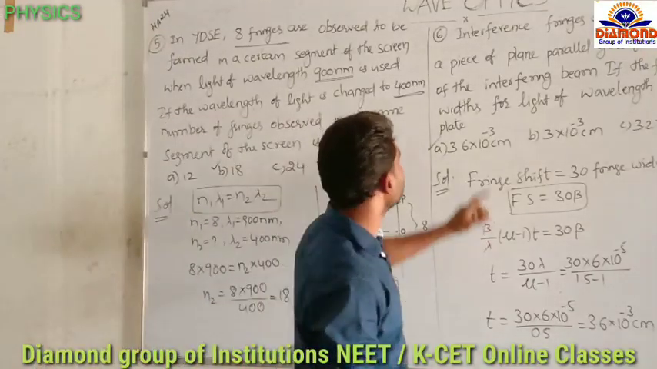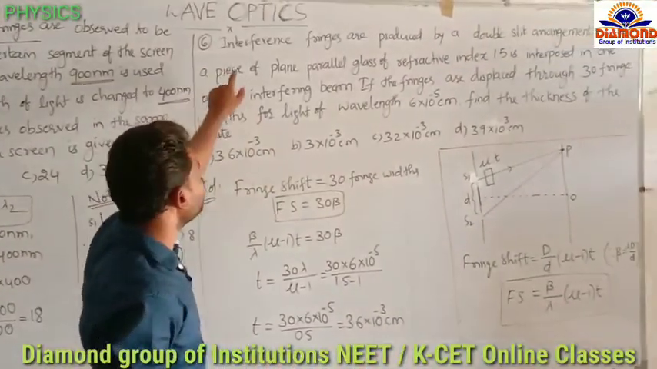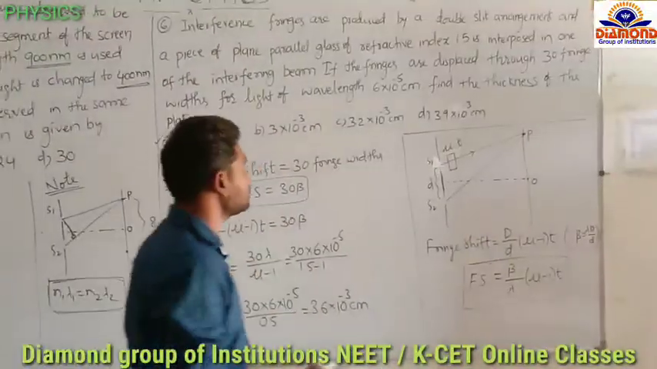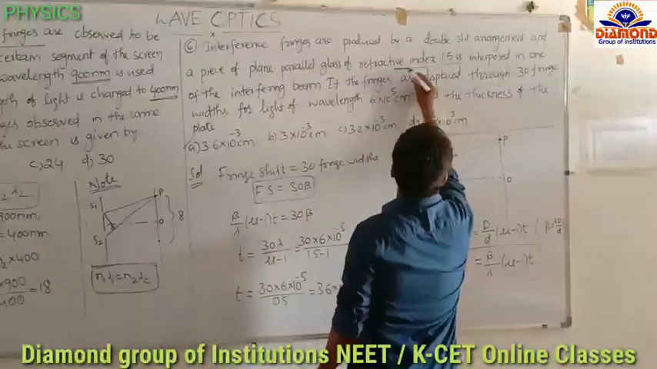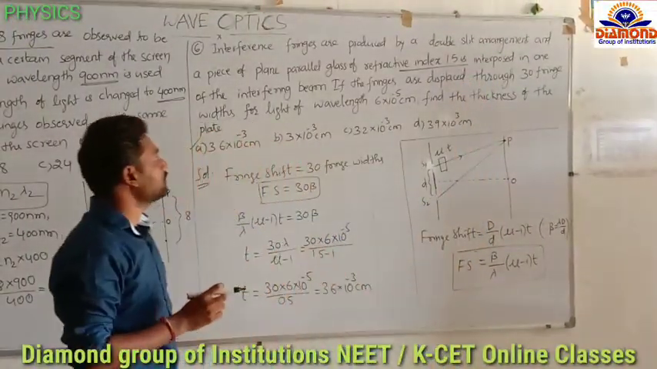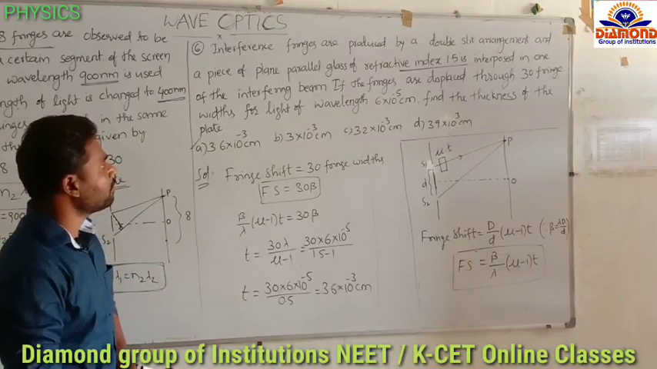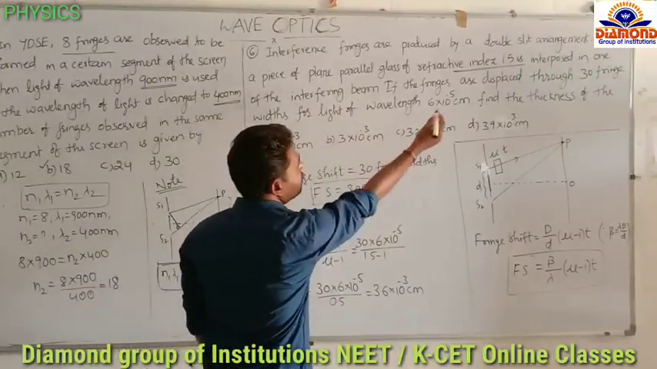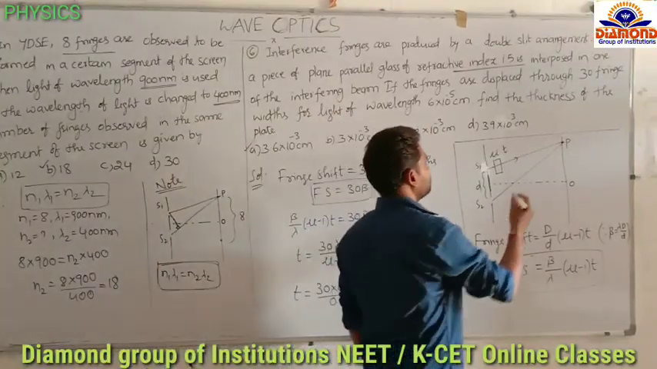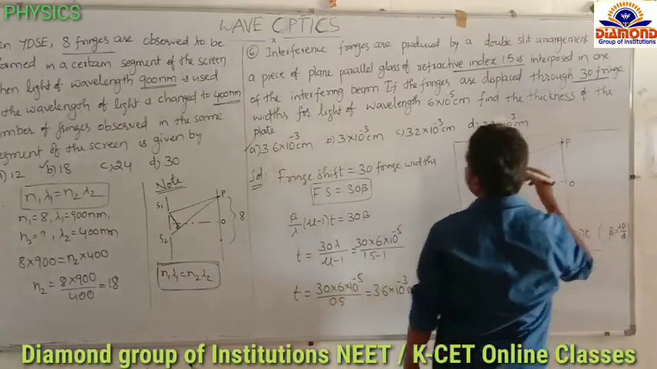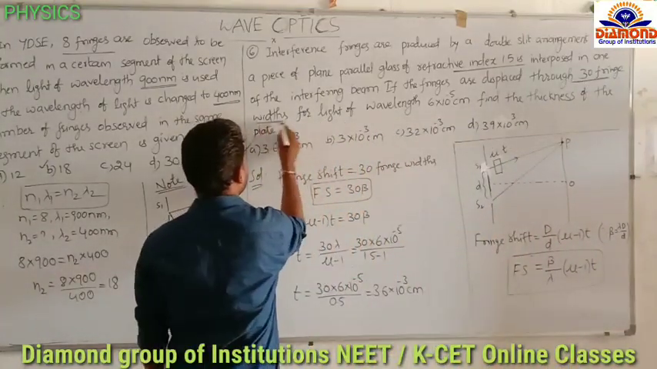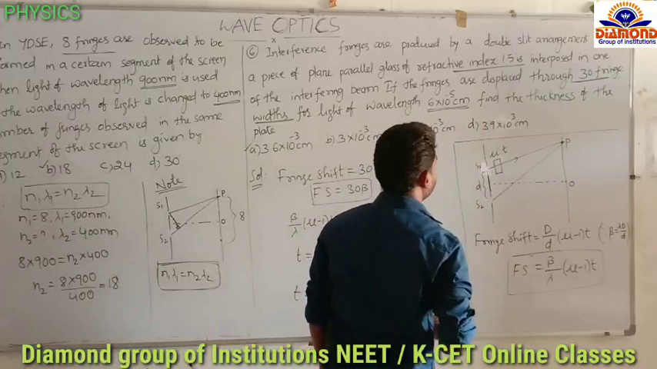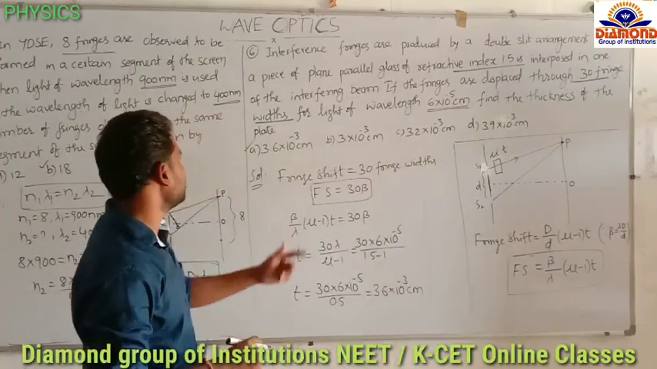Okay, now let us see the next question, the sixth question. Interference fringes are produced by a double slit arrangement, and a piece of plane parallel glass of refractive index 1.5 is introduced in front of one interfering beam. If the fringes are displaced by 30 fringe widths, this is important, for light of wavelength 6 into 10 to the power of minus 5 centimeter, then what is the thickness of the plate?